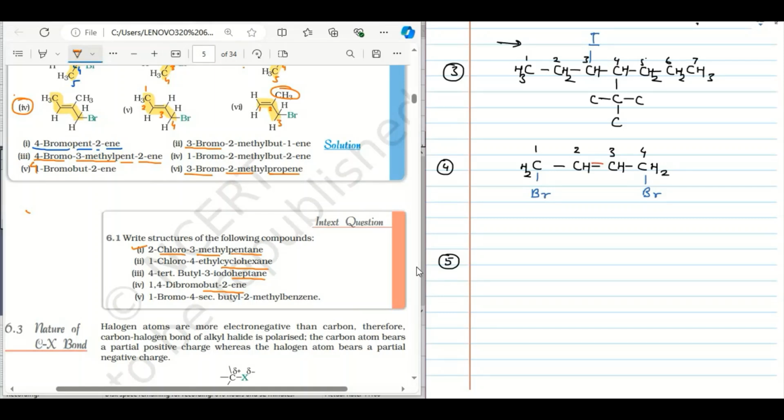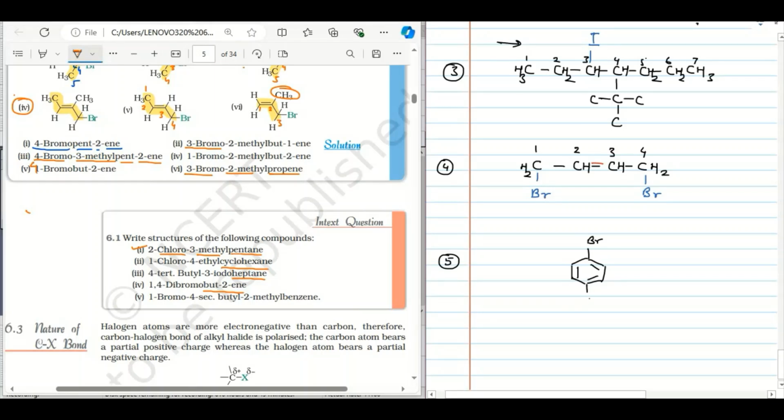1-bromo, 4-secondary butyl, 2-methyl benzene. Here this is the benzene ring in which alternate double and single bonds are there. At 1st position bromo is there. So here we can draw bromo. At 4th position, secondary butyl is there. At 4th position, if it is 1, this will be the 4th position.